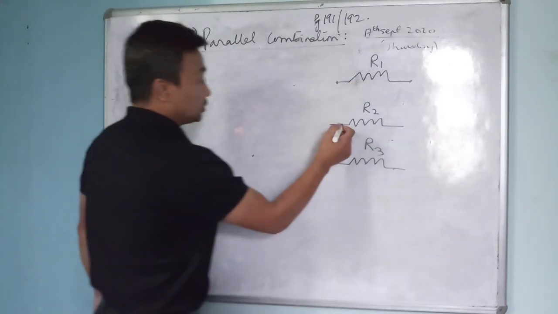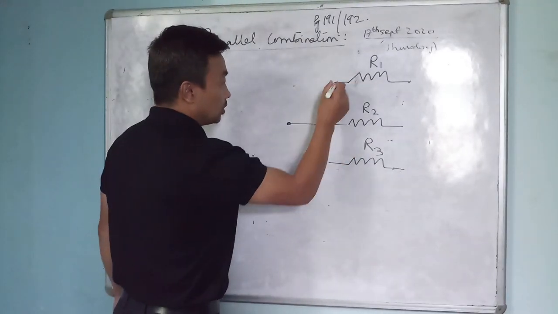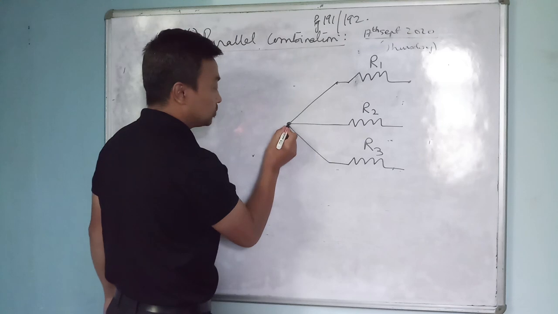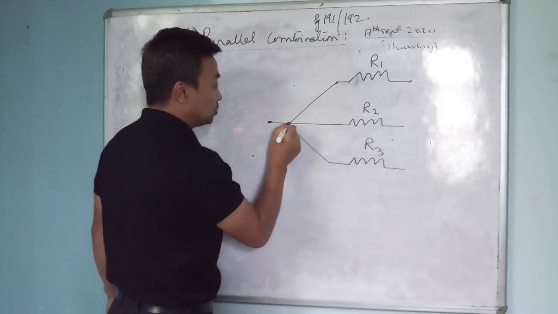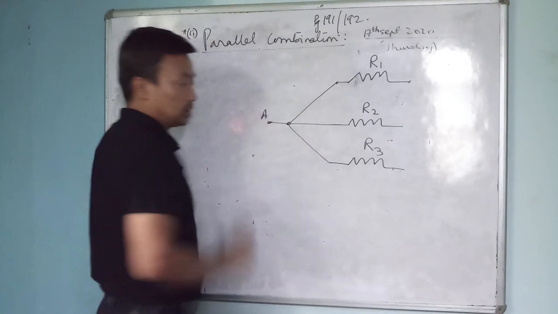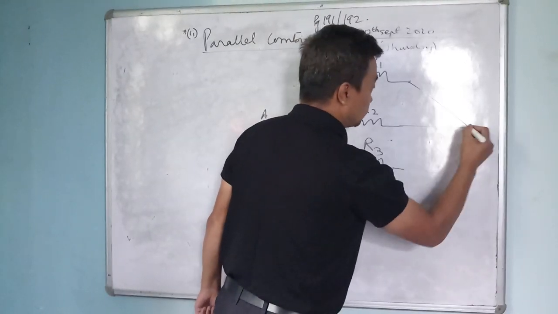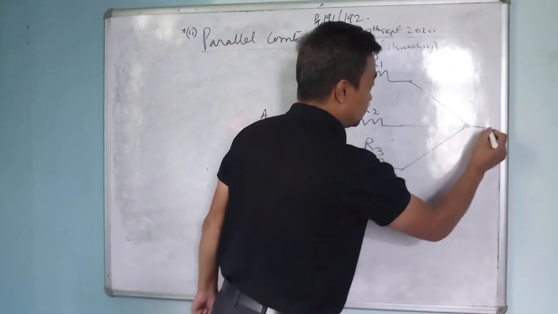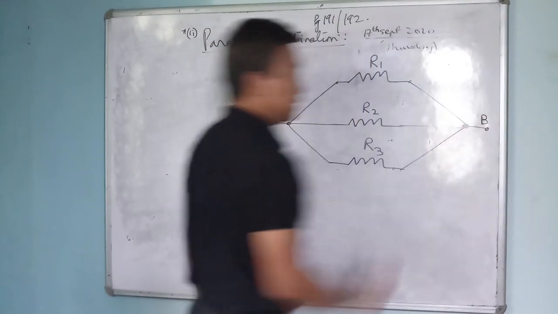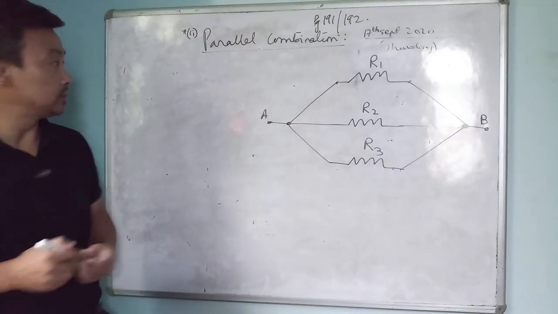So let us take, it is connected to, let us say, point A. Okay, like this. Then we have the other end. Let us say this is connected to the point B. So this is how the parallel combination looks.